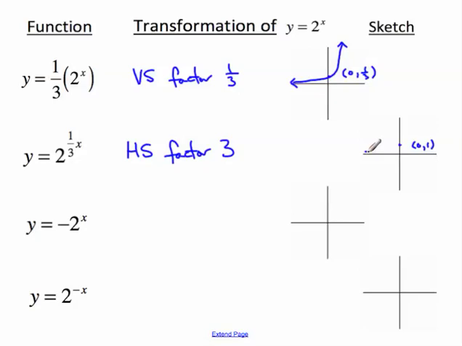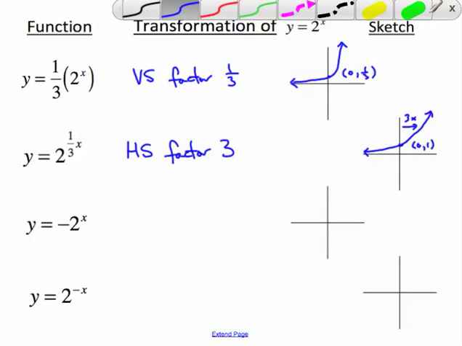The graph is going to get stretched out, so I can try and sort of show that by making it broader like this, because all of the x values are moving 3 times out from the y-axis because it's being horizontally stretched by a factor of 3.